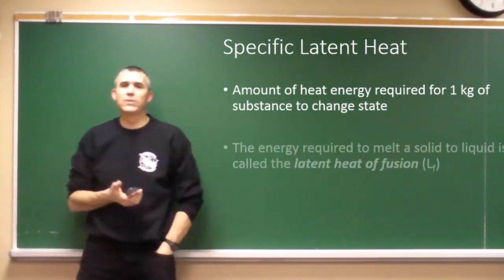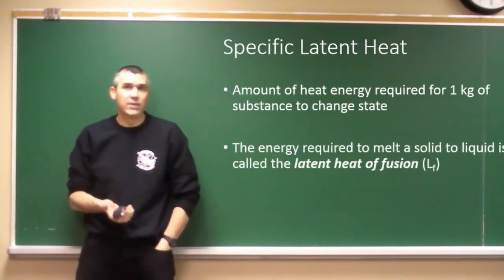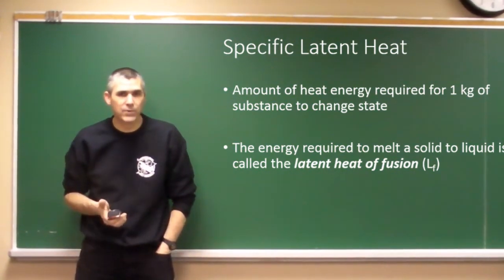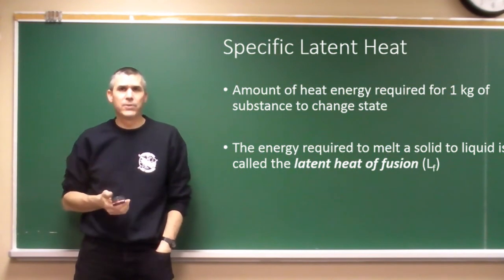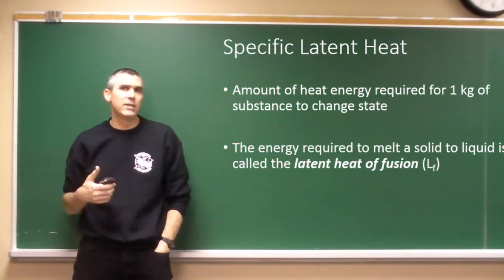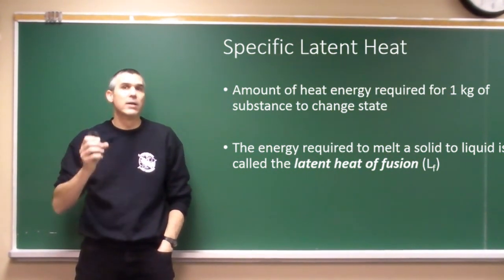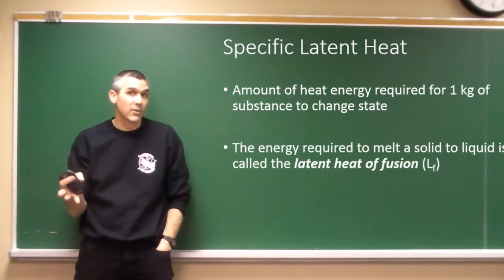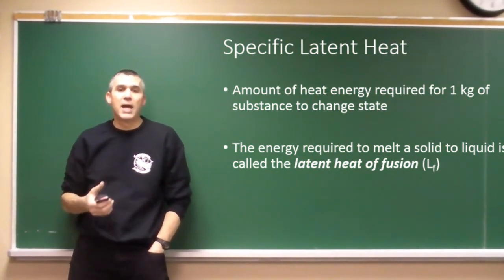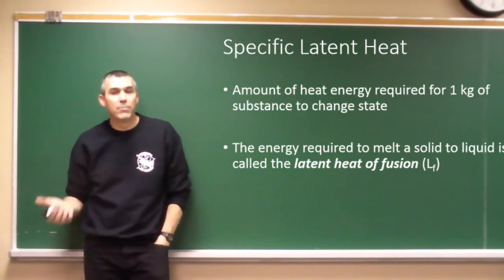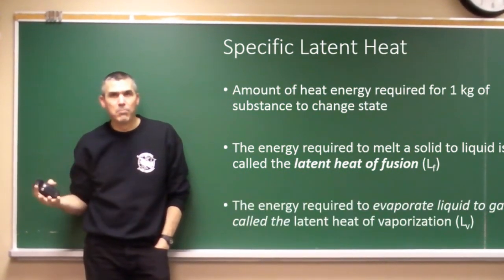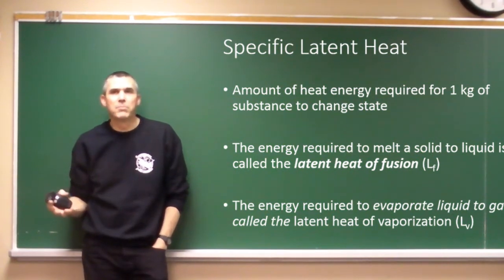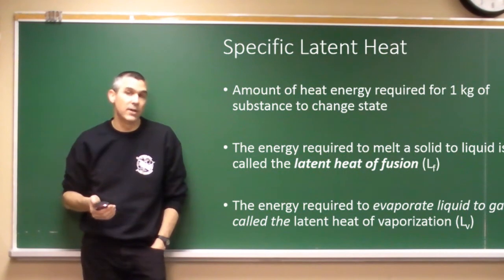So the energy required to melt a solid to a liquid is called the latent heat of fusion. Why fusion? I don't know, something about melting is fusion. But latent heat of fusion is the amount of energy required to transform 1 kilogram from solid to a liquid. And the latent heat of vaporization is the amount of energy required to evaporate, really, to take 1 kilogram of a substance and turn it from a liquid into a vapor.